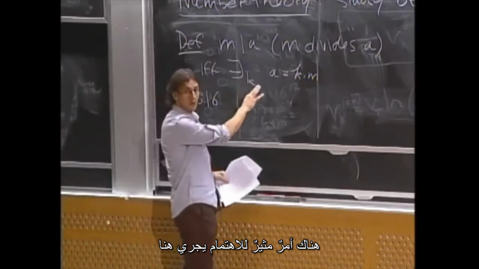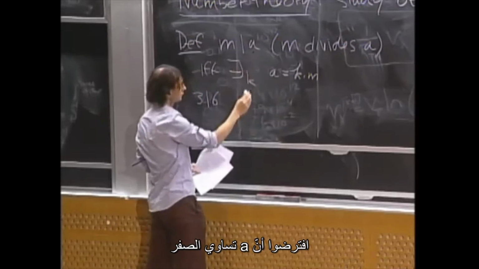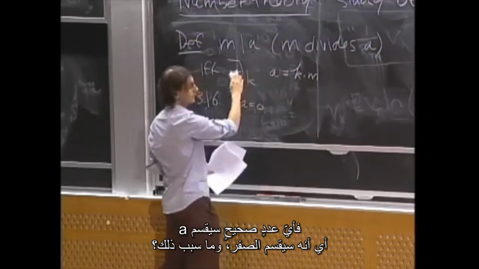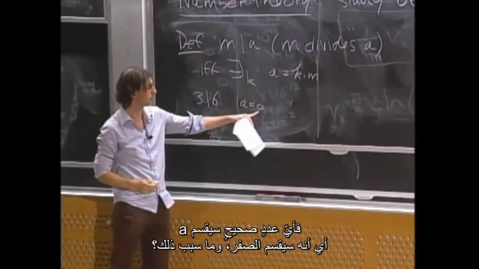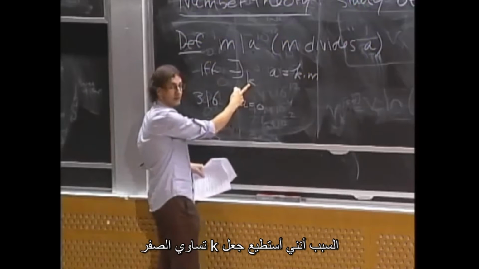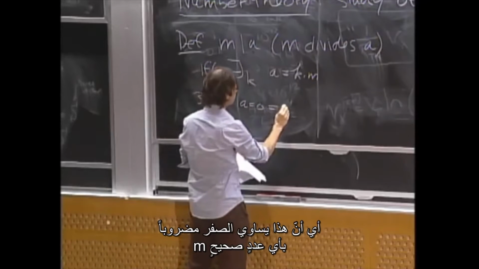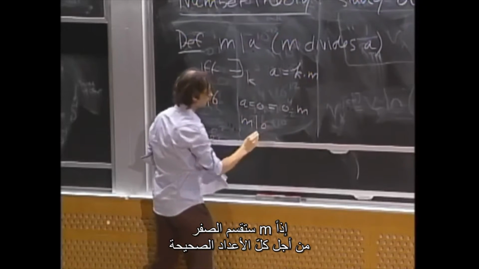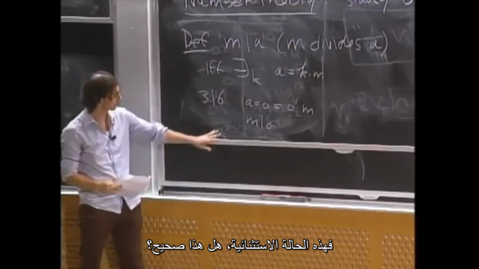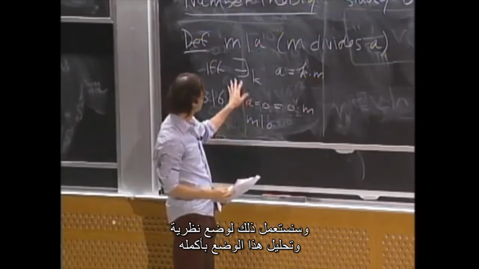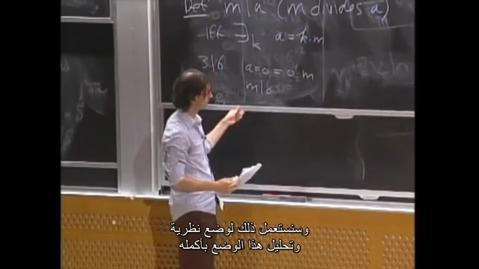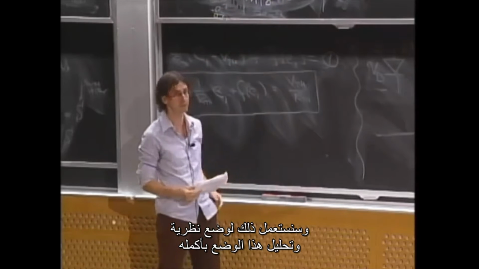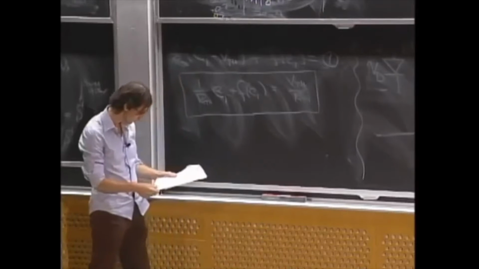There's something interesting going on. Suppose A is equal to 0. Well, any integer will divide 0. Why is that? Because I can take k to be equal to 0. So A is equal to 0 times any integer M. So M divides 0 for all integers. So this is kind of the exception, right? And we are going to use this to set up a theorem and analyze this whole situation over here.